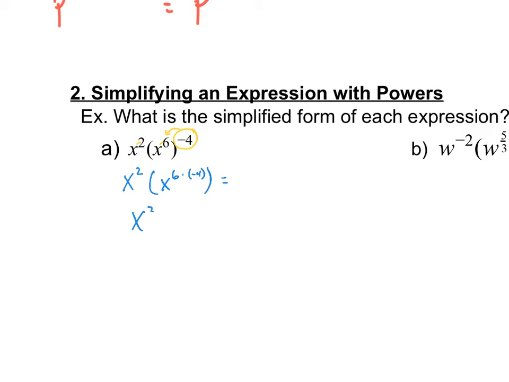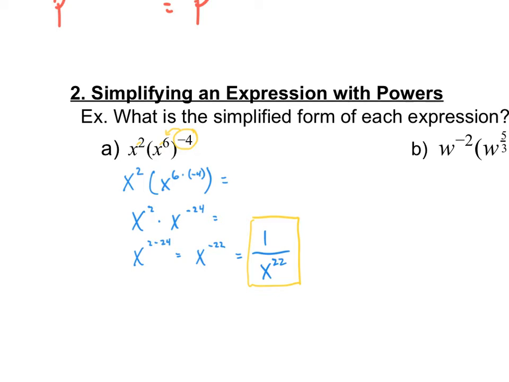So I'm going to have x squared times x to the negative 24th. Multiplying like bases, x to the second minus 24 is going to give me x to the negative 22. Continuing to simplify that to a positive exponent, we would find the reciprocal, which is going to be 1 over x to the positive 22nd. So there you have that simplified expression.